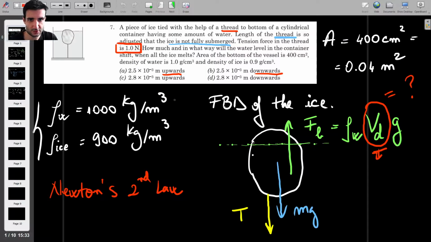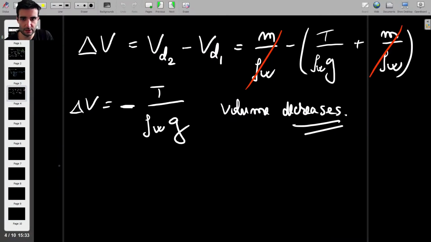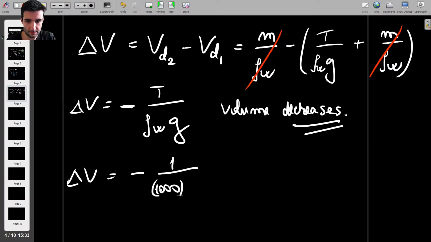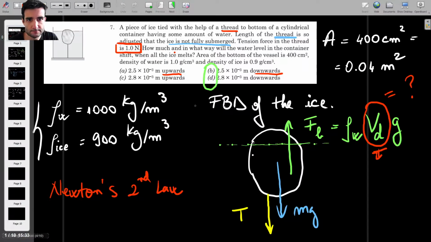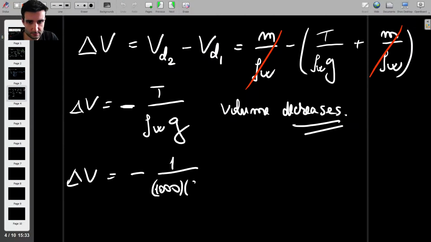So we can go back to the question and we can realize that the correct answer is either B or D, because there's going to be less volume of water after the ice melts. And now we just have to find out how much. Is it 2.5 or 2.8 times 10 to the minus 3 meters? So to do that, we will first find the volume. The change in volume is minus 1 over the density of the water, which is 1,000, and G is going to be, well, let's just use 9.81.